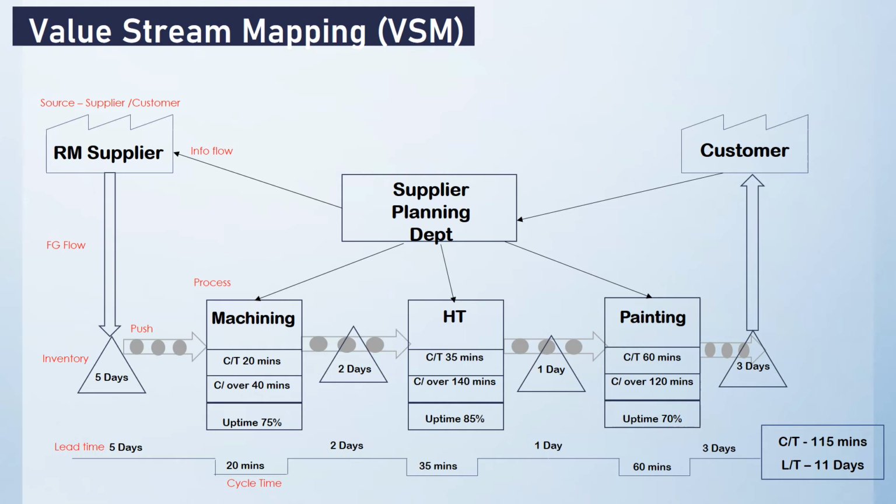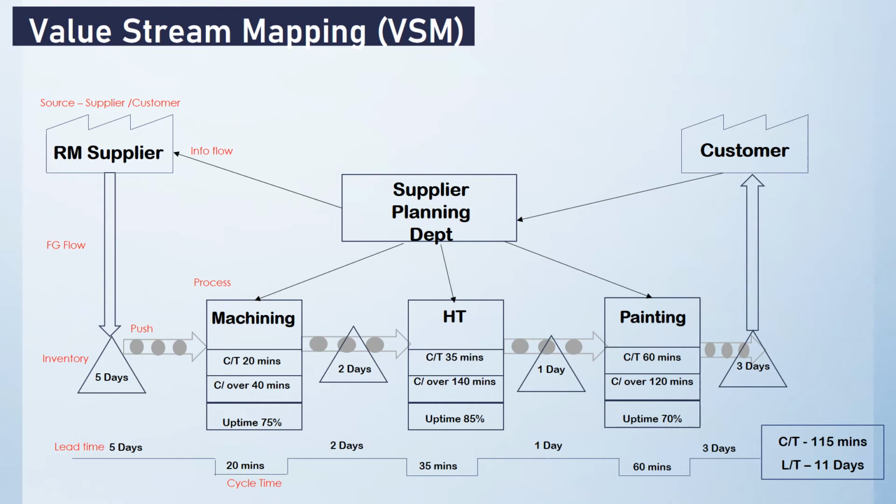From there, again machining cell, heat treatment cell, and painting area. This information is floated, the requirement of a day. So now this is the information flow. So coming to the material flow, from RM supplier it is coming to supplier end, and it is getting inverted, and there is an inventory. It is kept for a 5 days inventory.